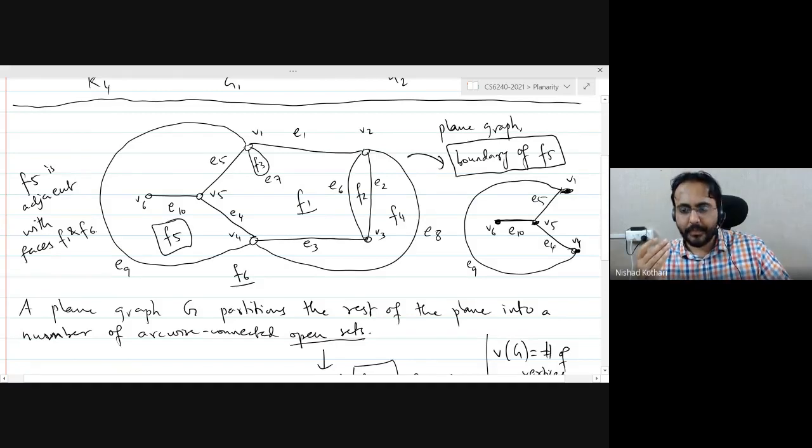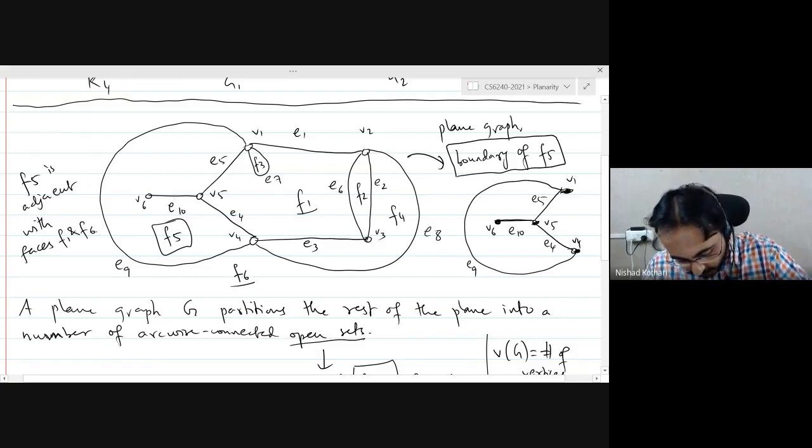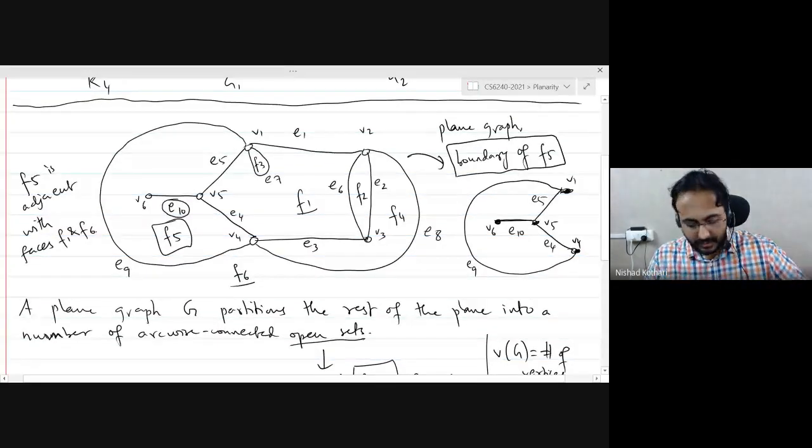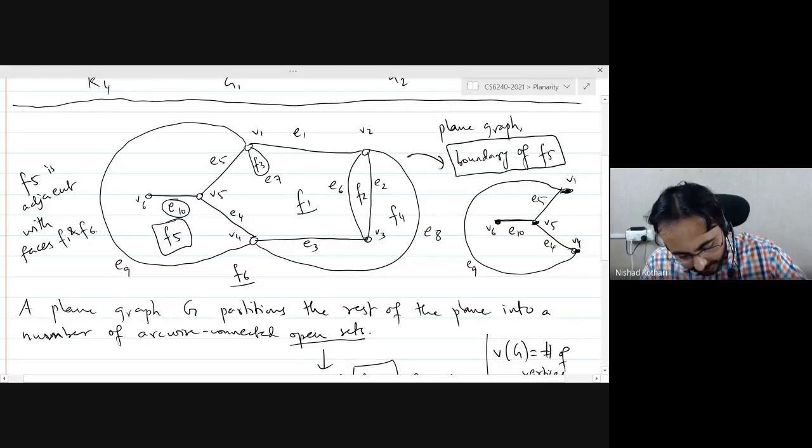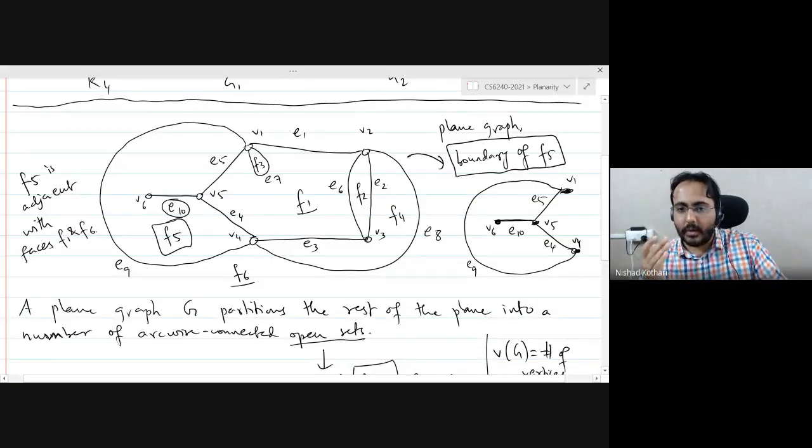Two. There is one problem. There is a particular kind of edge that is not incident with two faces. So does anyone see that? There is an edge in this drawing that we have here, bridge, exactly, or what we are going to call a cut edge. Yeah, E10. So E10 is a cut edge, and that is not incident with two distinct faces, right?